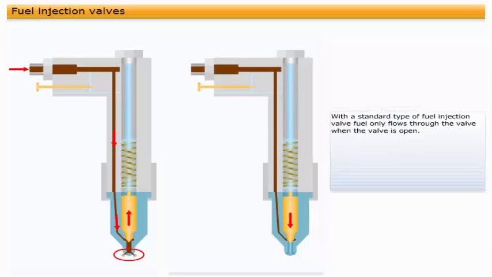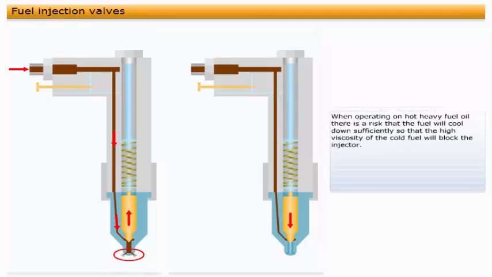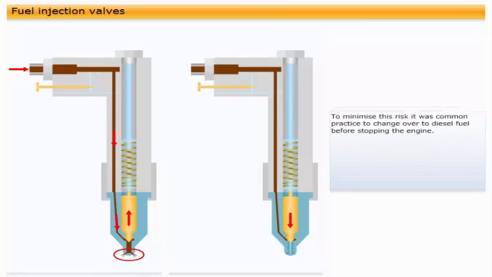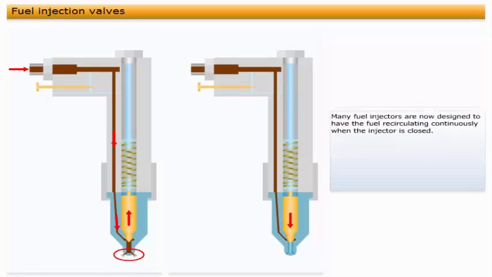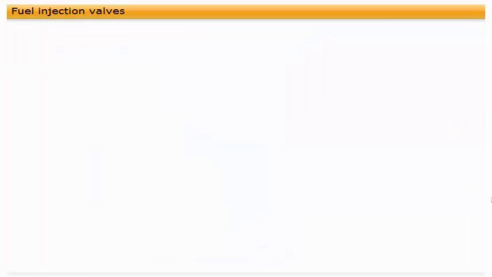As soon as the pressure in the fuel injector drops, the needle valve reseats due to the spring force, and injection ends. With a standard type of fuel injection valve, fuel only flows through the valve when the valve is open. When operating on hot, heavy fuel oil, there is a risk that the fuel will cool down sufficiently so that the high viscosity of the cold fuel will block the injector. To minimize this risk, it was common practice to change over to diesel fuel before stopping the engine. Many fuel injectors are now designed to have the fuel recirculating continuously when the injector is closed.